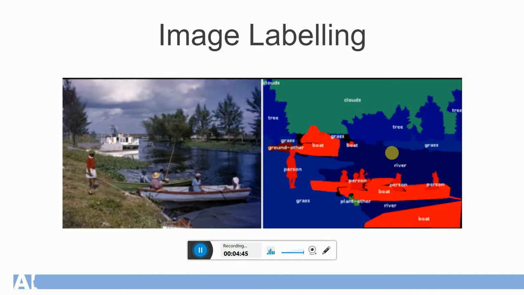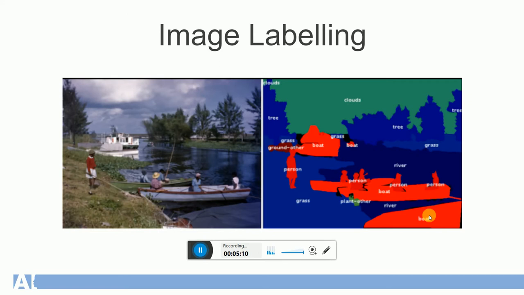Here we can see that for each subject it has made some predictions: for the clouds it has taken a green color, for the trees and grass, which is everything green, it has taken a blue color, and for the person and the boat it has taken the red color. So this is the image labeling technology.